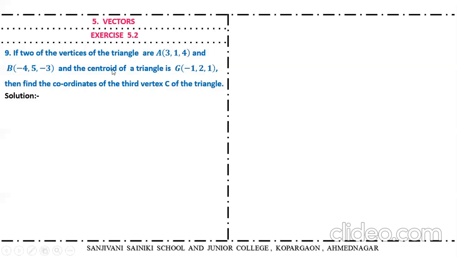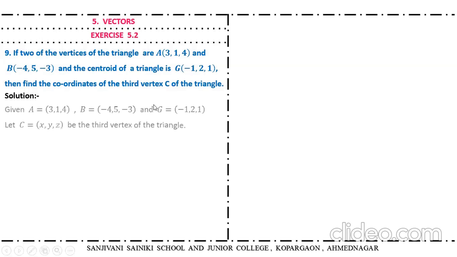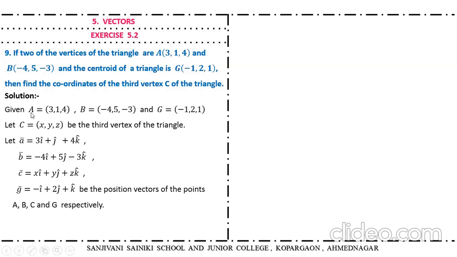Ninth example: if two of the vertices of the triangle are A(3, 1, 4) and B(-4, 5, -3) and the centroid of the triangle is G(-1, 2, 1), then find the coordinates of the third vertex C of that triangle. We will let the third vertex of the triangle be C(x, y, z). Now, therefore, we get the position vectors of these points.